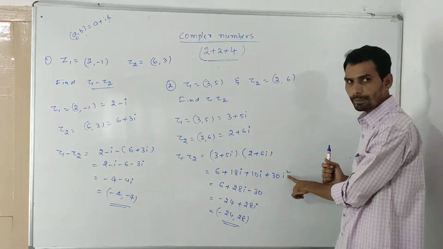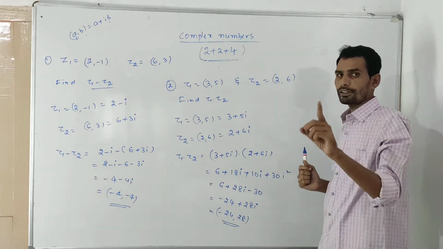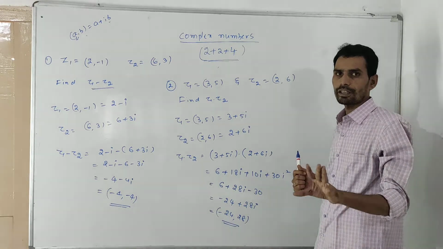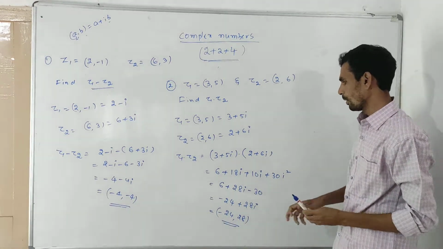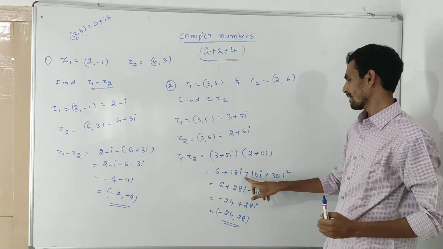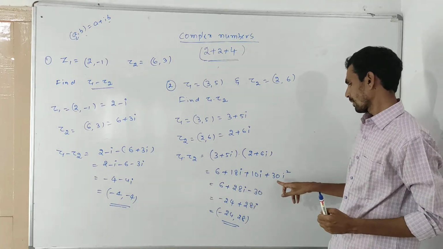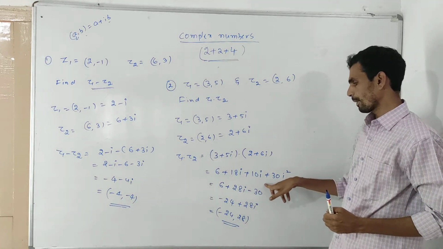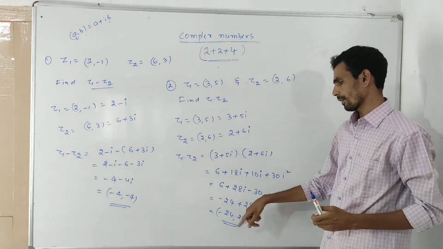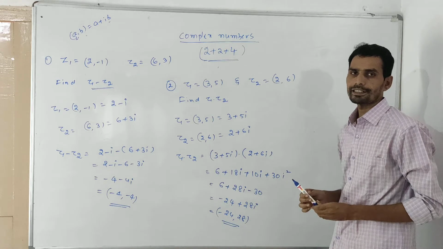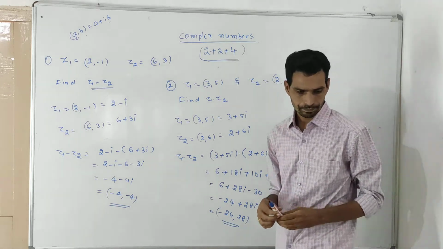i square value is -1. Remember, i square value is always -1. In place of i square, we can substitute -1. So 6 plus 18i plus 10i is equal to 28i. i square value is -1, we get -30. Then -24 plus 28i. What is the real part? Real part is -24 and imaginary part is 28.